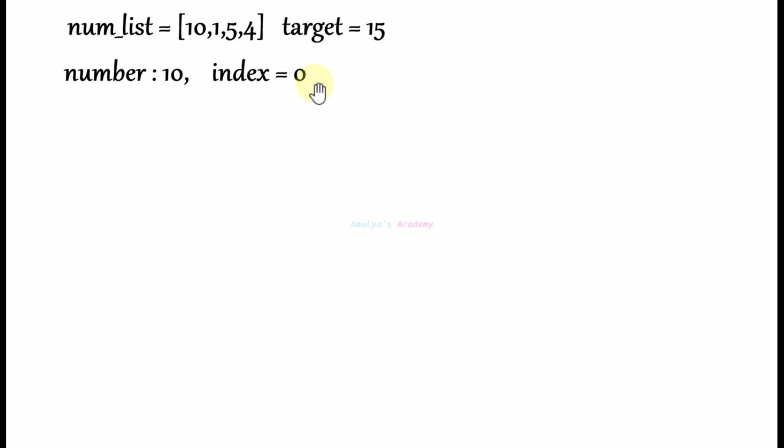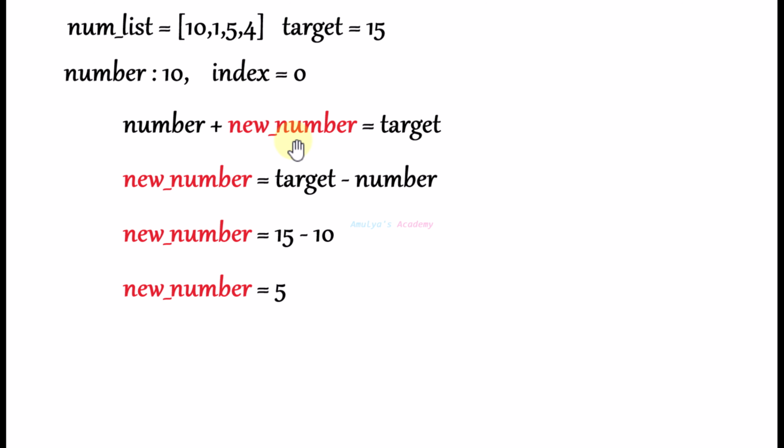Now to reach the target, we need to add 5 to the number. Here our number is 10 and the target is 15, and to reach the target we need to add 5 to the number, right? We can write that like this. If I add 5 to 10, we'll get the target. So to calculate that, we can write the formula like this: target minus number, then we'll get the new number. So the new number is 5.